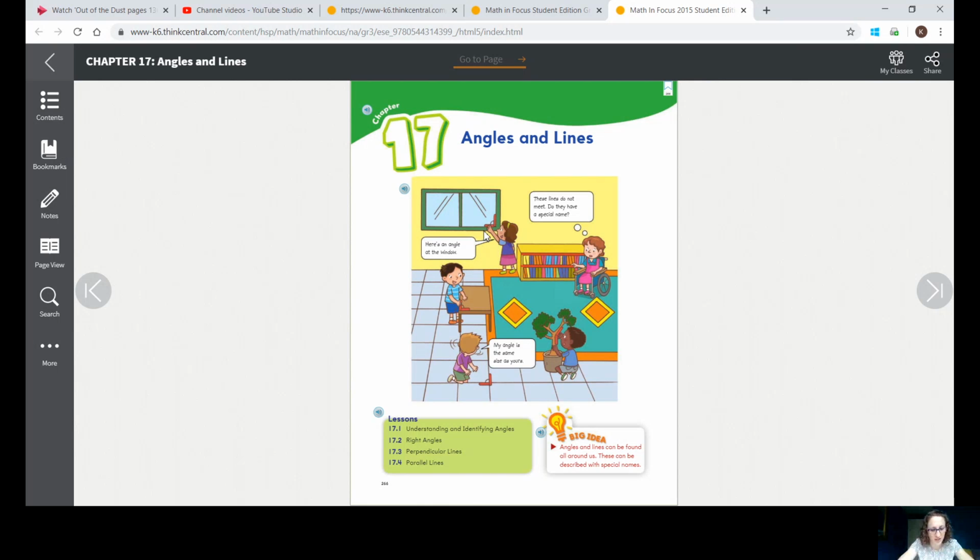This little girl, she says, here's an angle at the window. She is thinking, these lines do not meet. Do they have a special name? She's talking about these ones here. Let's see, he says, my angle is the same size as yours. Yeah, they do. All right, so the big idea is that angles and lines can be found all around us. These can be described with special names, okay?